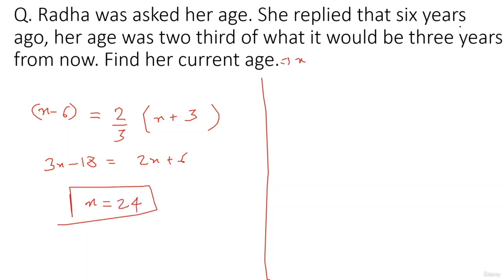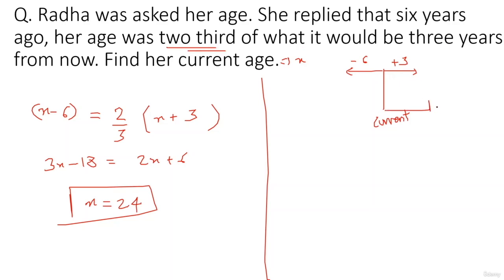Now you can also solve the same question using ratios, guys. Let this be the current timeline. Current timeline से 6 years पहले की बात हो रही है and 3 years आगे की बात हो रही है, right? This ratio, if it is given that her age 6 years ago was 2/3 of what it would be 3 years from now.